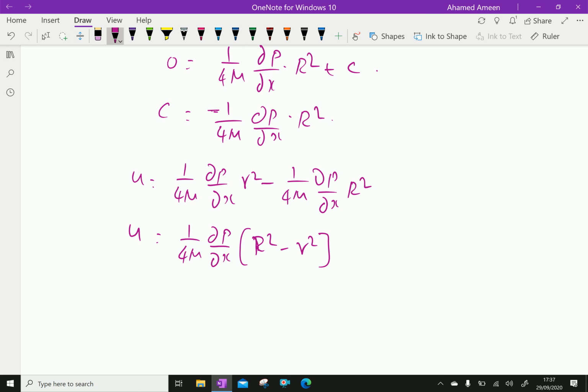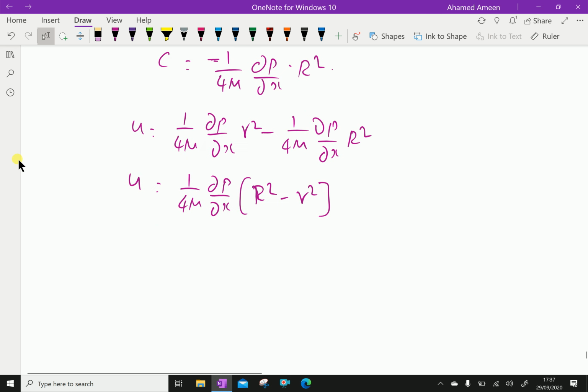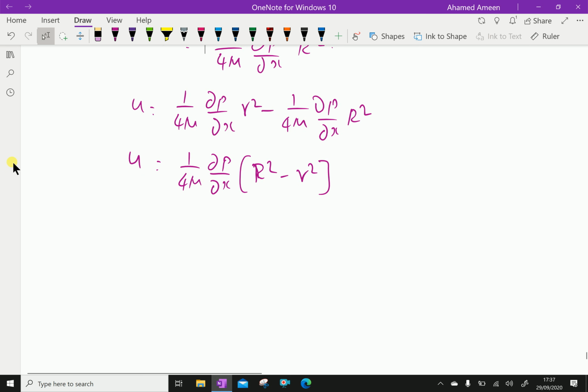Yeah, therefore we got the velocity of the fluid. Here mu, dou p by dou x and capital R are constant, which means the velocity u varies with the square of r.